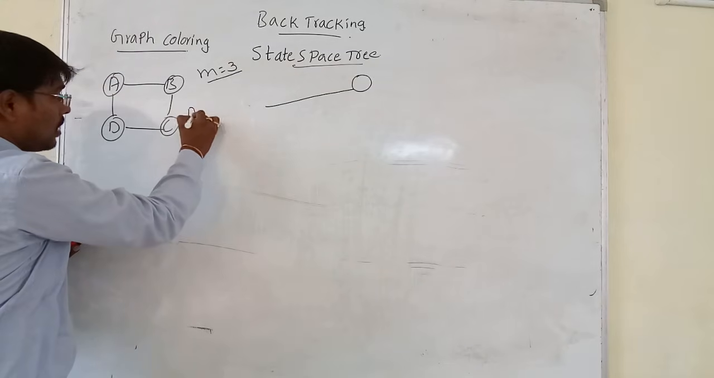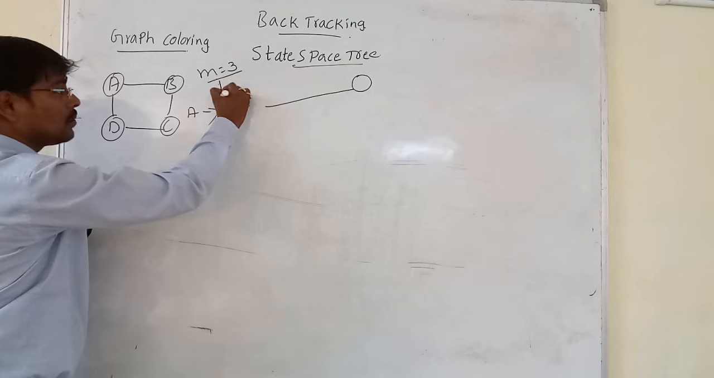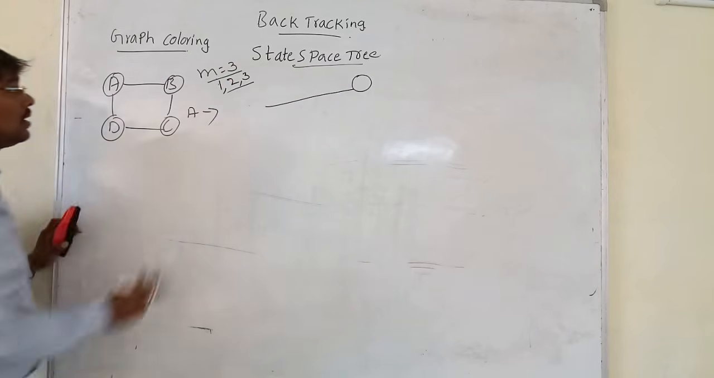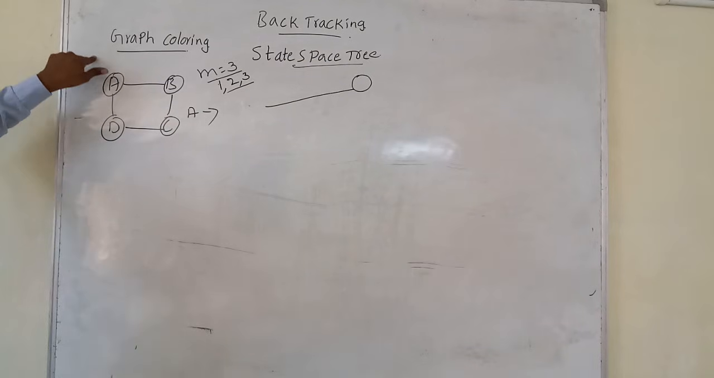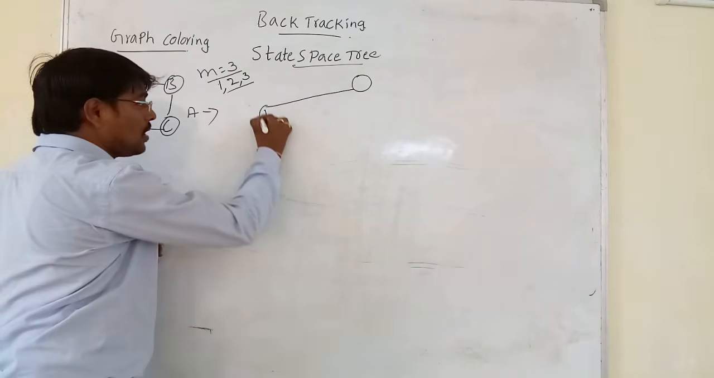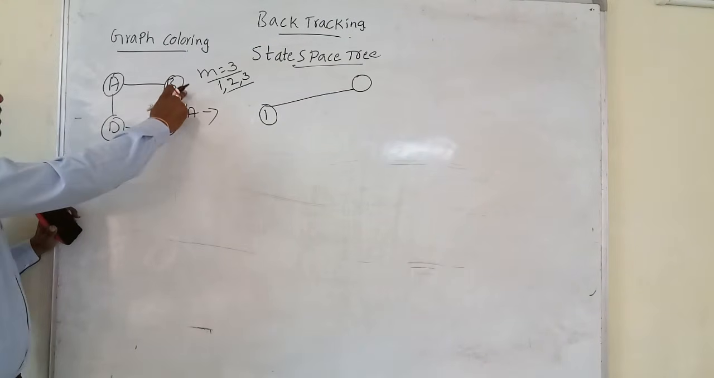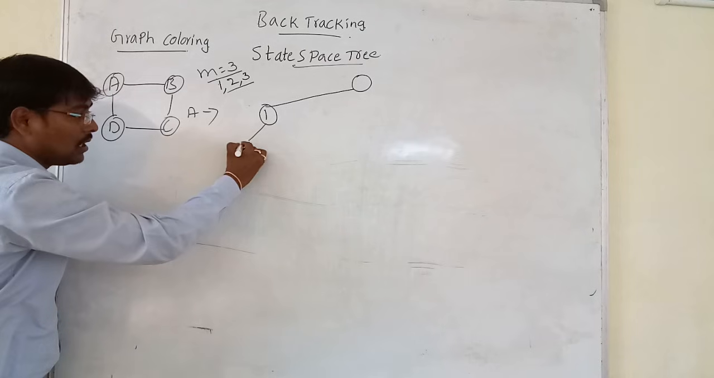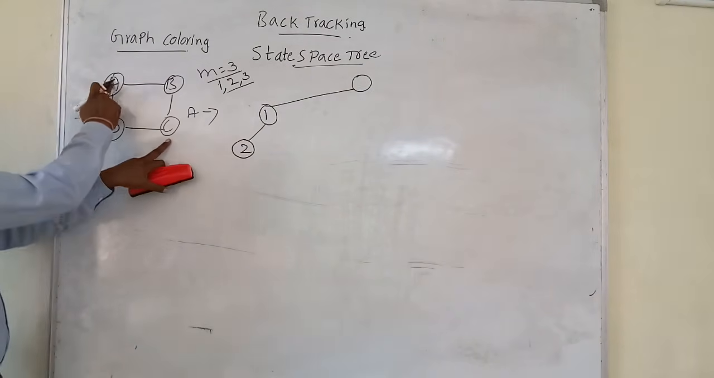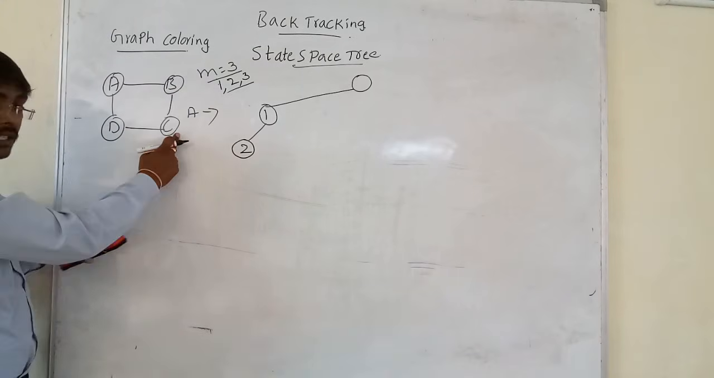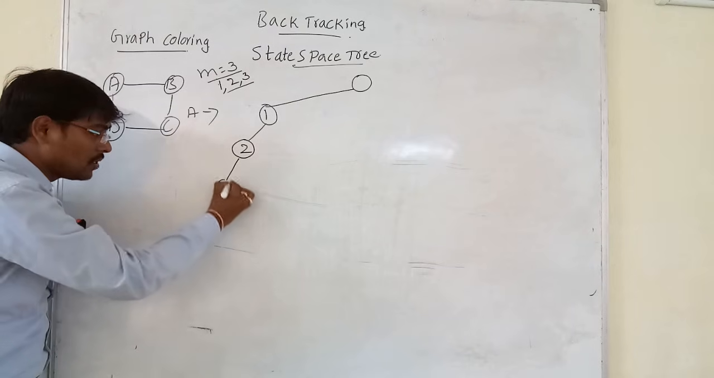Now vertex A. A has 3 possible cases. For example, M is equal to 3, that means color 1, color 2, color 3. A is the starting vertex. A is colored with either color 1 or color 2 or color 3. For example, if A is colored with color 1, now B is colored with either 2 or 3. For example, B is colored with 2. C, A color is 1, B color is 2. C has 2 possible cases, either 1 or 3. For example, C is also colored with 1.